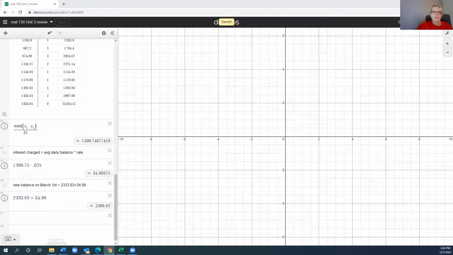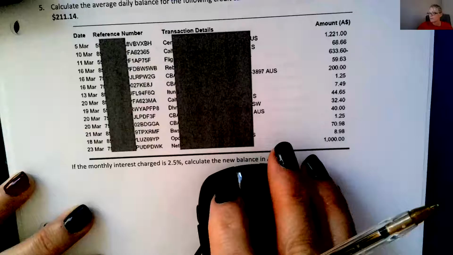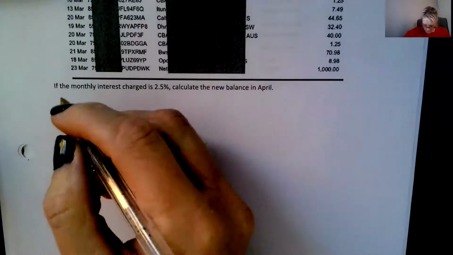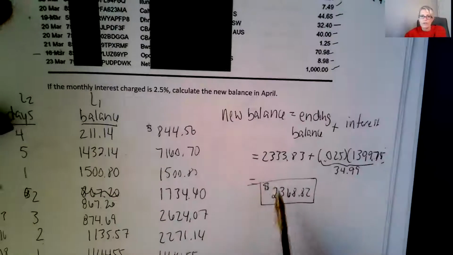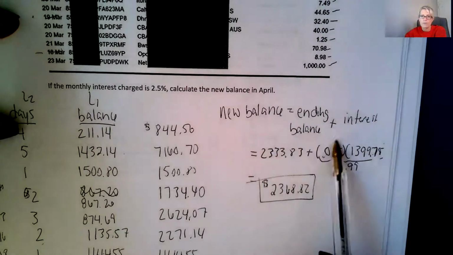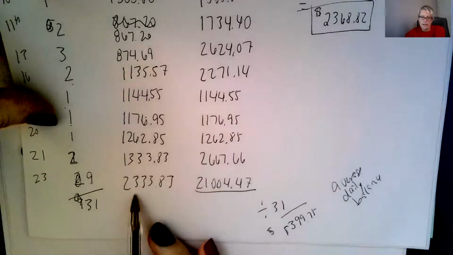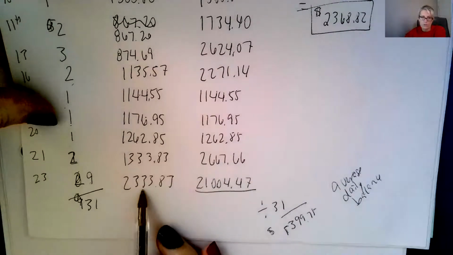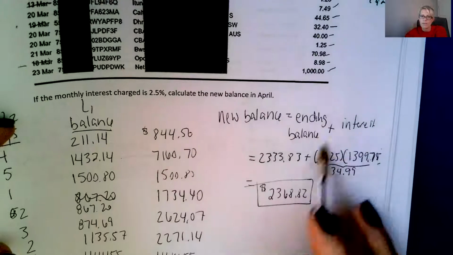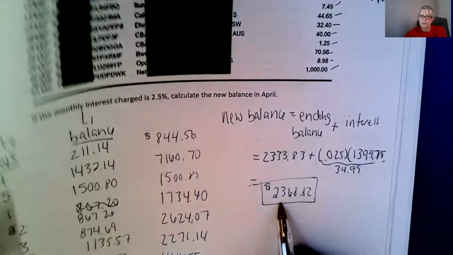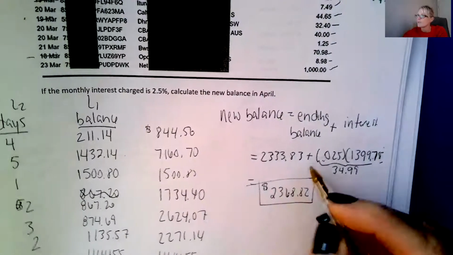Let's go back and share my paper on that. Okay, so there is my work. My new balance is my ending balance, which was my ending balance on the last day of March, which is $2,333.83 plus the interest on my average daily balance. So here's my balance as of April 1st.